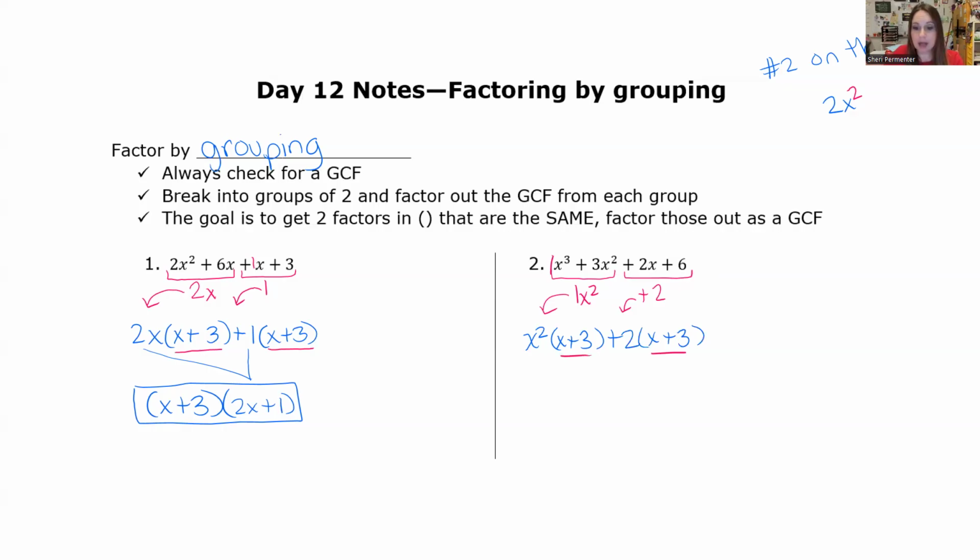And so when they're the same, I pull them out in front. It's a GCF. I pull it out in front and I write it one time. And then I write down what I have left, x squared plus 2. Remember, the second part came from that. So I write my GCF, the parentheses that are identical, one time, and then I write down what I have left. Ta-da!